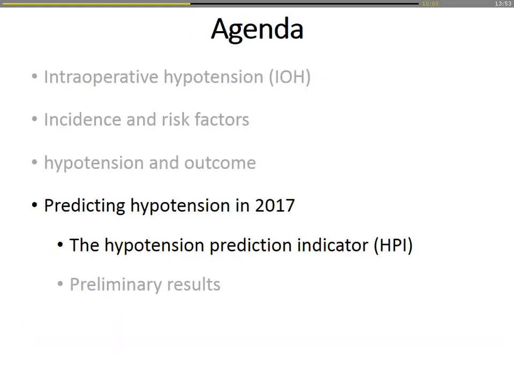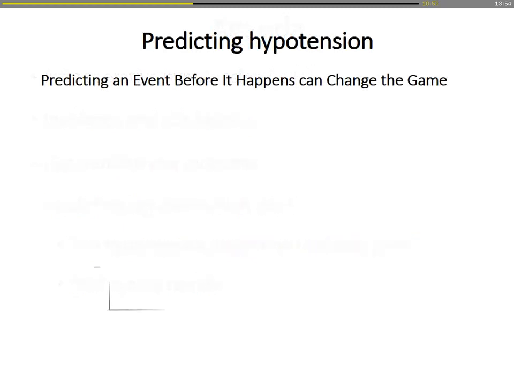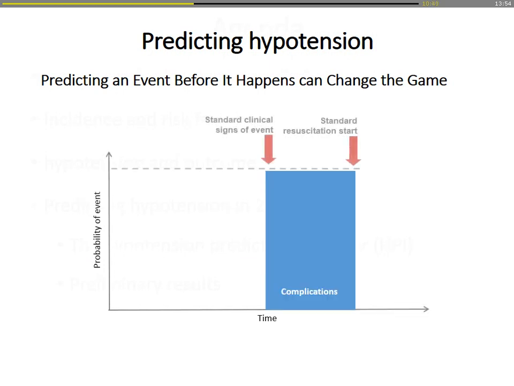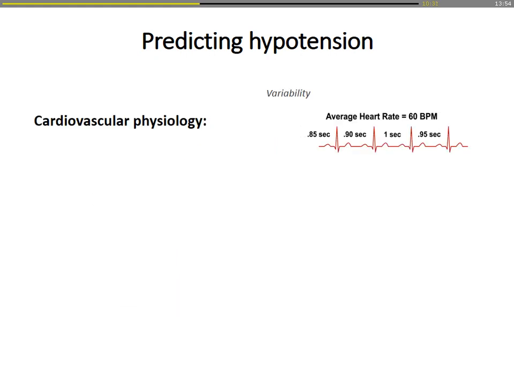So how can we predict hypotension? And if we can predict it, we can maybe prevent it and treat it earlier. So what is this principle based on? Before a complication occurs, in this case hypotension, there's an event that causes it, and this event is there even before you can see anything on the monitoring. We are now looking at how we can detect this phase and what we can use for this.